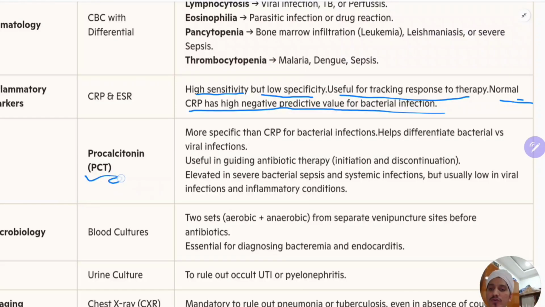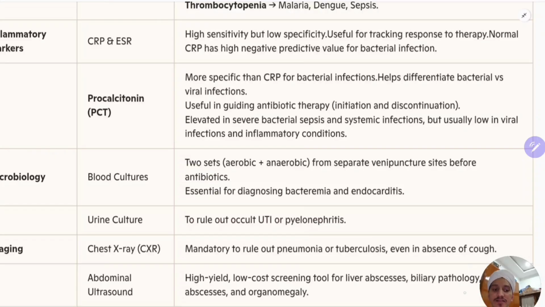Then what is procalcitonin? This is more specific than CRP for bacterial infections. It helps differentiate bacterial versus viral infections. This is useful in guiding antibiotic therapy, initiation and discontinuation. It is elevated in severe bacterial sepsis and systemic infections, but it is usually low in viral infections and inflammatory conditions. Then you should send blood cultures, 2 sets, one aerobic and another anaerobic, from separate venipuncture sites before giving antibiotics. This is essential for diagnosing bacteremia and endocarditis. Urine culture is to rule out occult, meaning minimal, urinary infection or pyelonephritis, kidney infection.